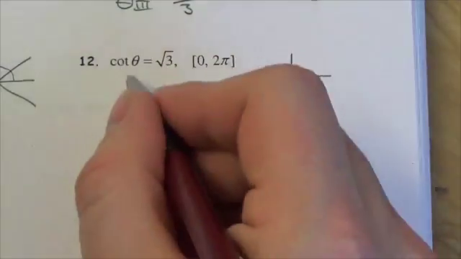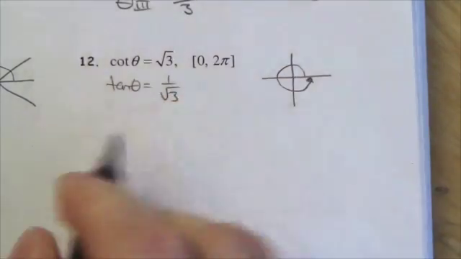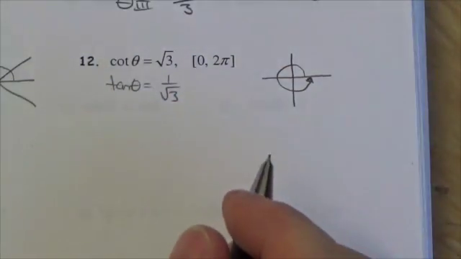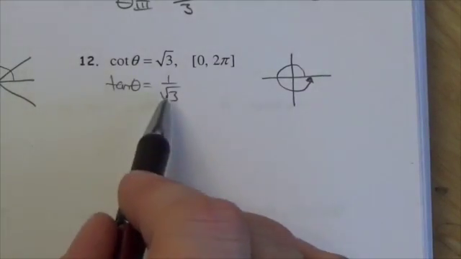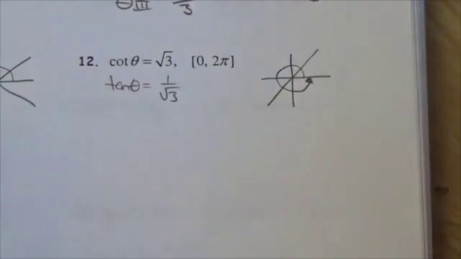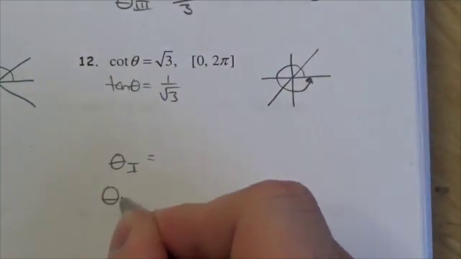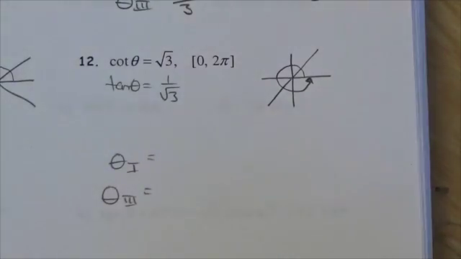Now I got to look over here. I've got a reciprocal trig function, so I'm going to reciprocate it, put it back in a form that I'm more comfortable with. I'd rather be working with tangent anyway. Tangent is positive in what two quadrants? Well, it's positive in 1 and 3. So I will be looking for a first quadrant angle and a third quadrant angle.